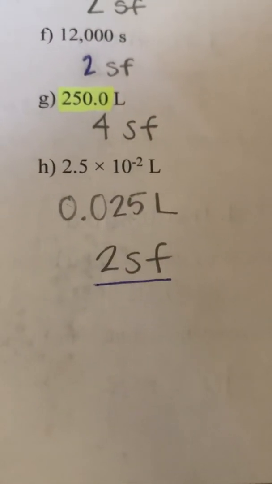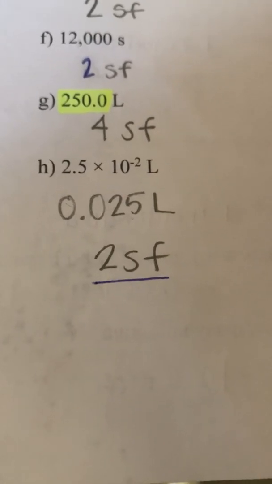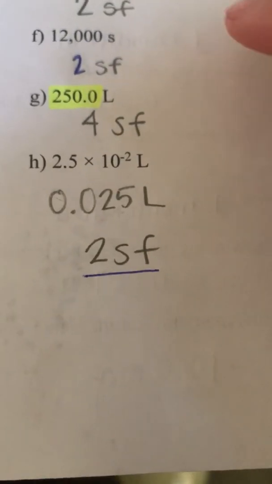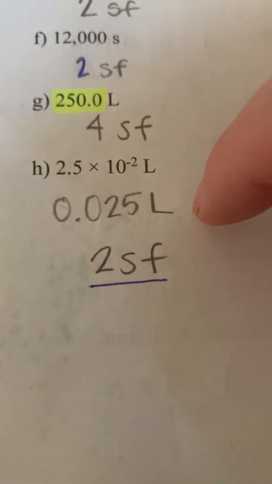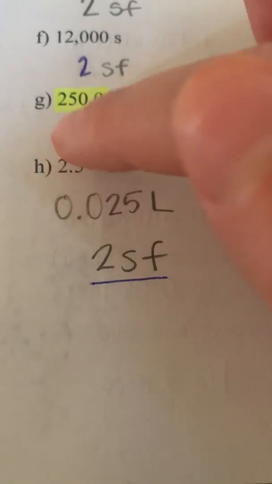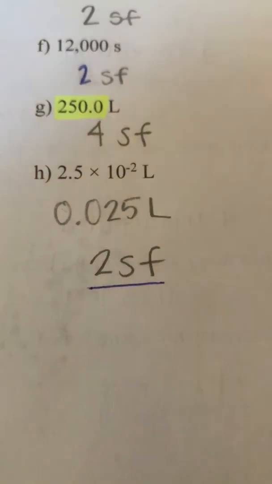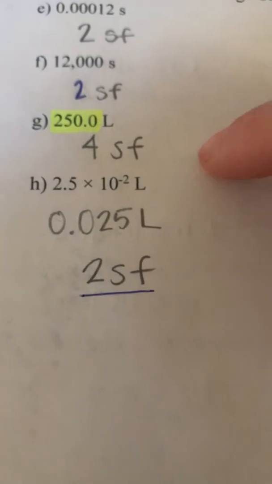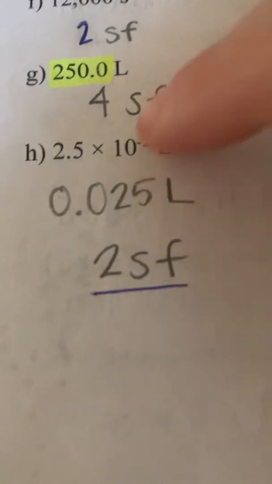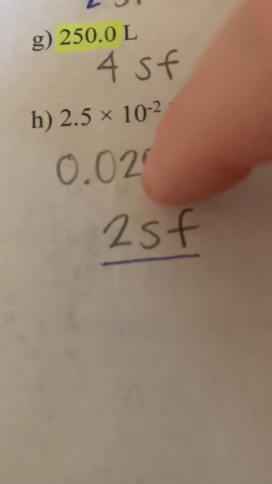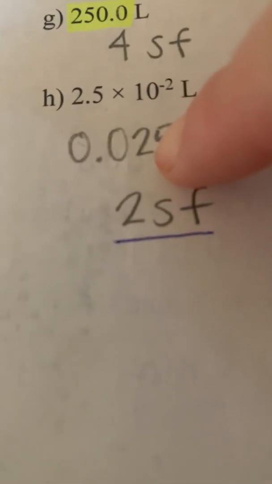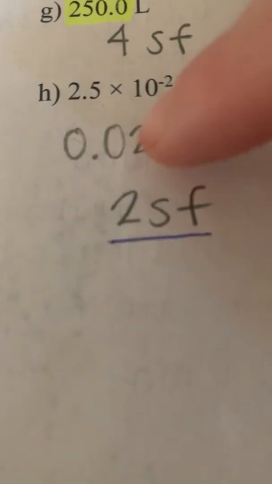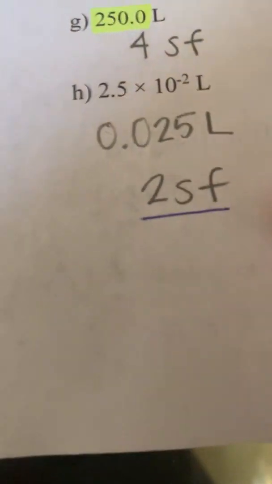H, I have 2.5 times 10 to the negative 2. So what I did was I know that my exponent is negative, and I have my number here. So since my number is multiplied by a negative exponent, I move it to the left. If you had a positive exponent, you'd move it to the right. So since I have a negative exponent, I start from where the decimal place was, and I move it over to the left 2 times. So I go 1, 2, and I see there's 2 imaginary zeros, so I just count 1, 2 significant figures.